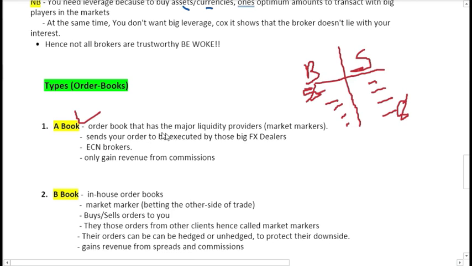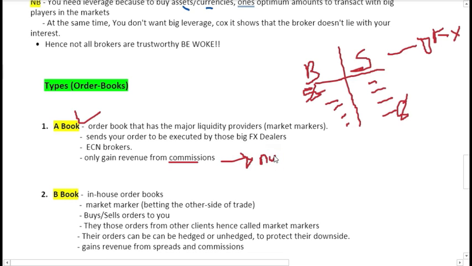So an order book involves major liquidity providers, right? Market makers, people who are placing trades. These orders are sent to FX dealers, big FX dealers like big banks. So an A book is an ECN broker. What we say is, if it's an ECN broker, it only gains its revenue from commission, not spread. Be very careful. They don't put a spread.